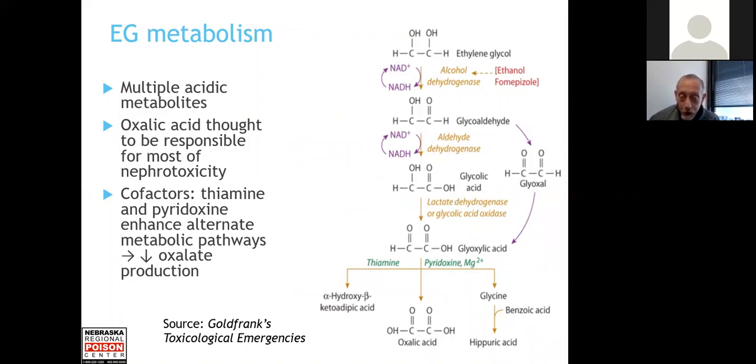Ethylene glycol has kind of a complex, it's got multiple metabolites. The final metabolite, oxalic acid, is nephrotoxic. And you'll notice from this slide, which I apologize for it being kind of busy, it also has some alternative metabolites that are less toxic to the kidney. And those are dependent on having adequate cofactors, thiamine and pyridoxine. So if you have those cofactors, you might make more hippuric acid and alpha-hydroxy-beta-ketoadipic acid. So there's some advantage to providing those cofactors.